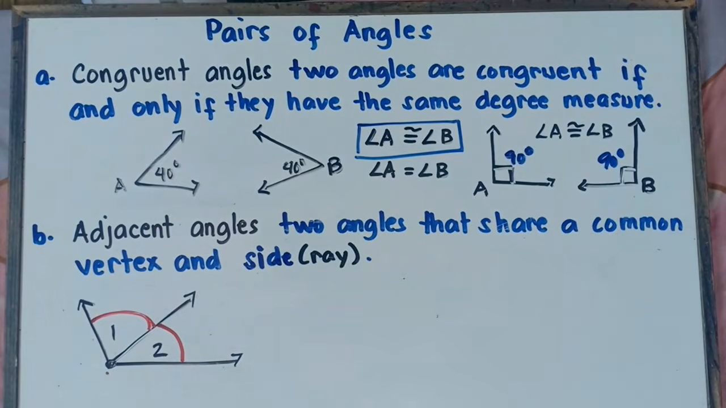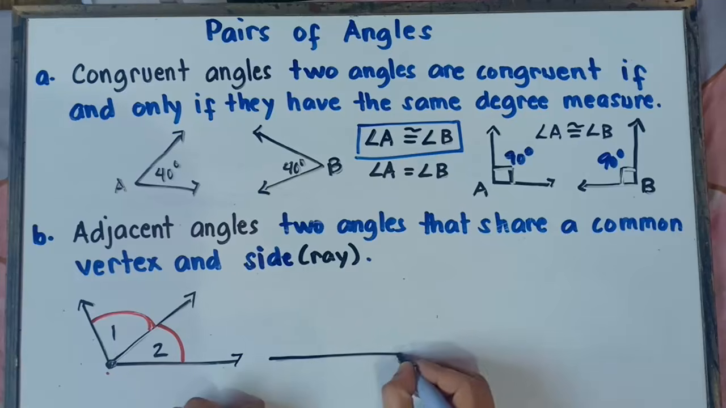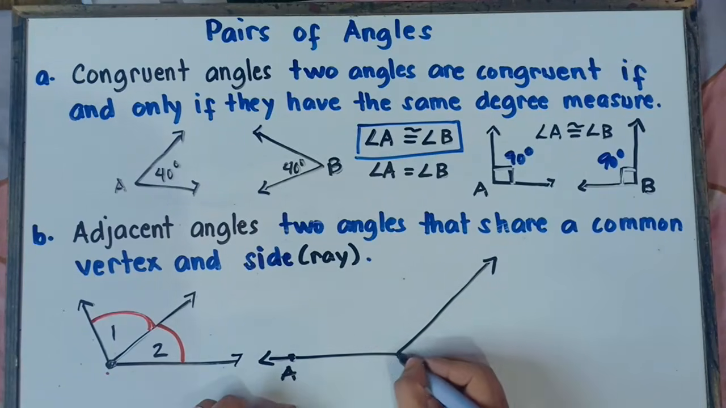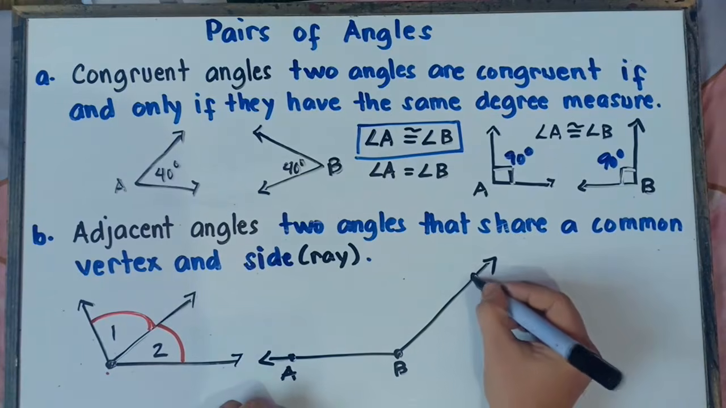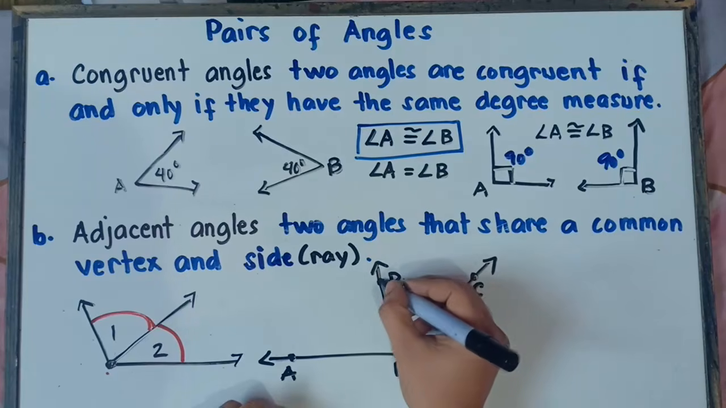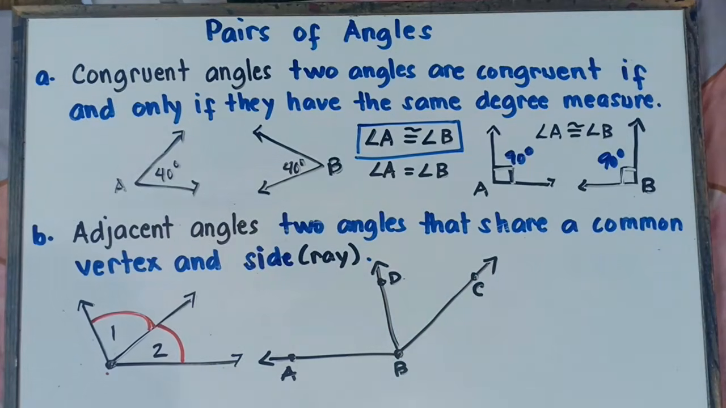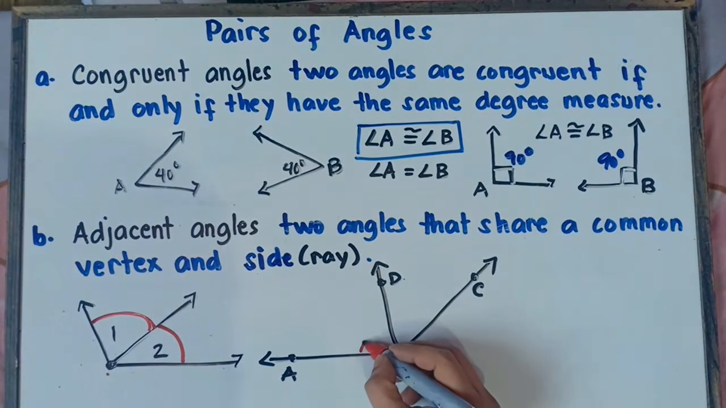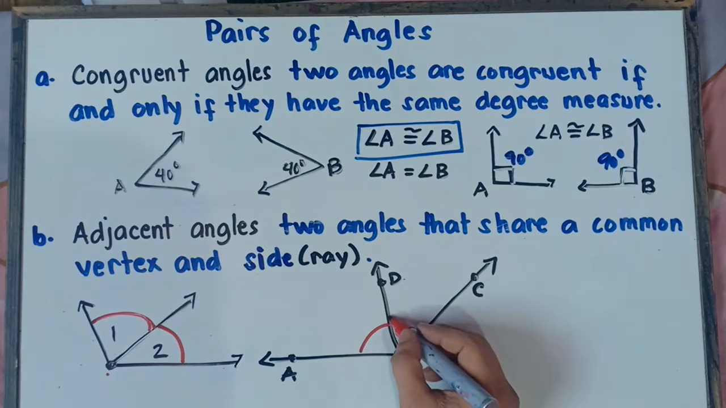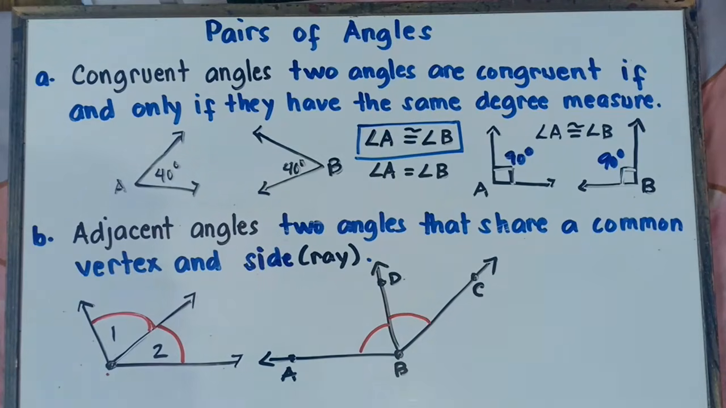Let's put a letter class, another example for you to really understand this one. Let's have A, and then B, and then C, and this will be D. Now question, is angle ABD, this one right here, adjacent to angle CBD, this one right here? Are the two angles adjacent angles?